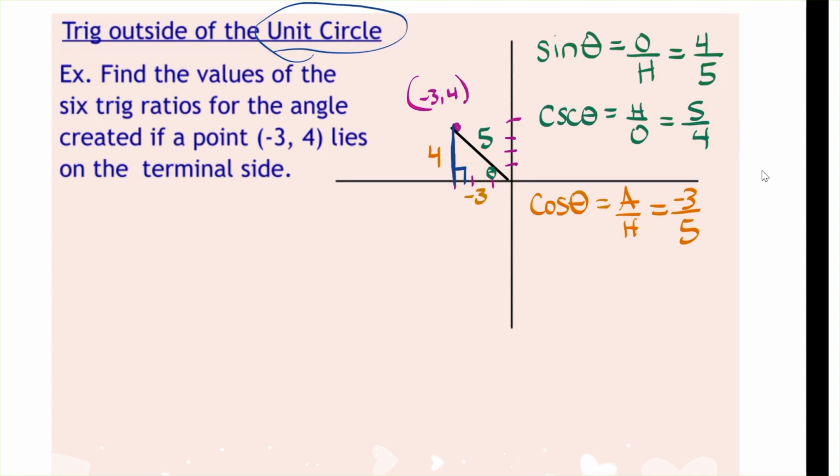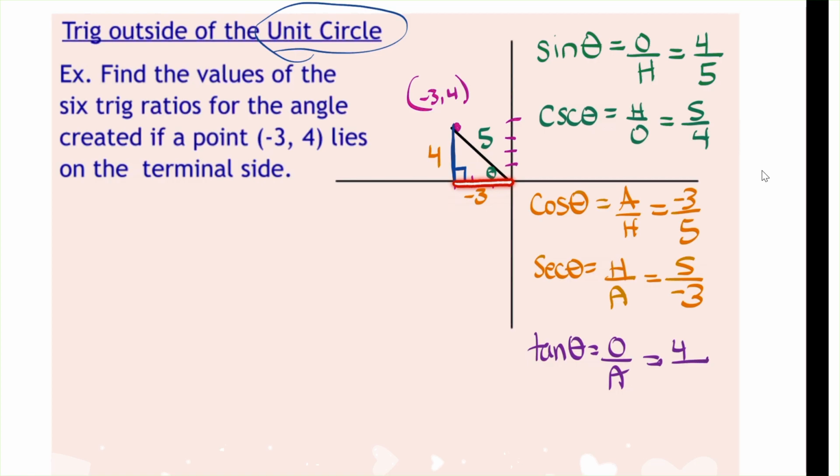Then we can do the reciprocal trig ratio for cosine, that is secant. That's just flipping over cosine. That's going to be 5 over -3. And lastly, we can do our tangent ratios. We know tan of theta is opposite over adjacent. So if I go opposite this angle, I'm at 4. And adjacent to that angle, but not the hypotenuse, I'm at -3. So that is the tangent of that angle.